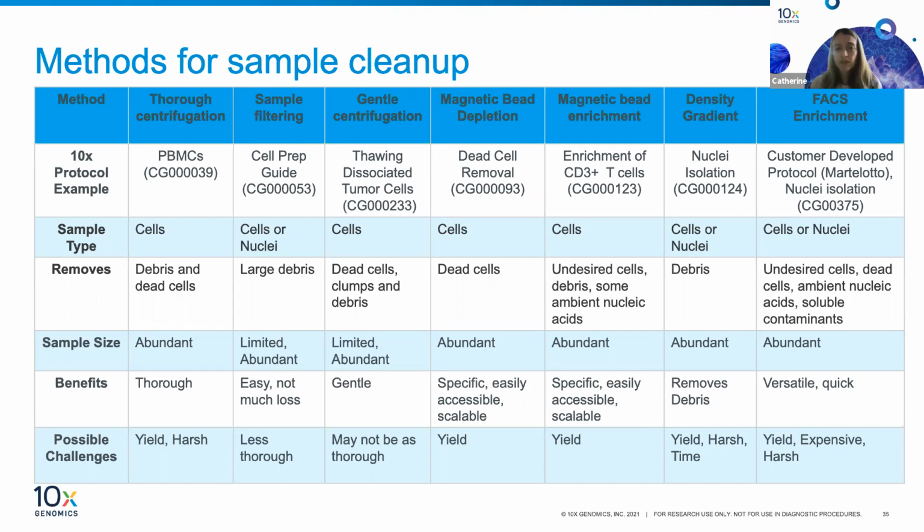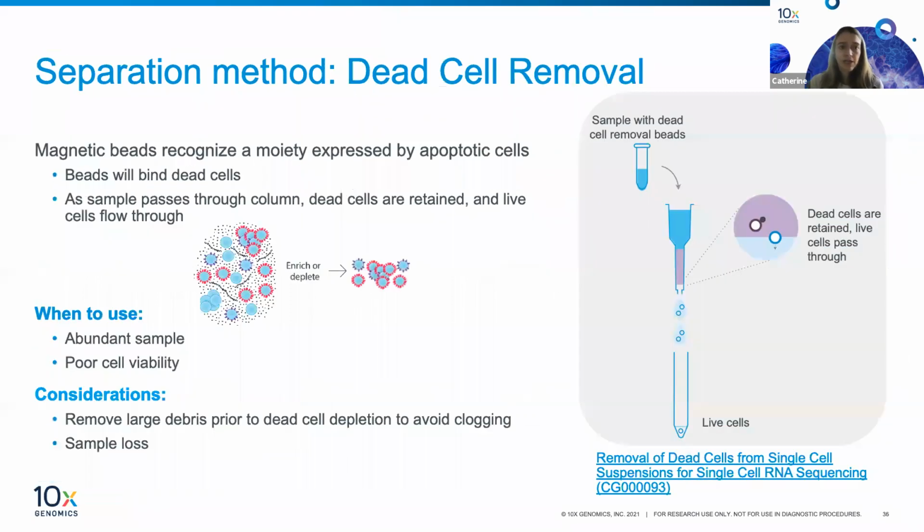We list here as well magnetic bead depletion and enrichments and density gradients, which are great when you have abundant cells or nuclei for cleanup, and FACS enrichment. We'll talk about the magnetic steps and FACS enrichment further here.